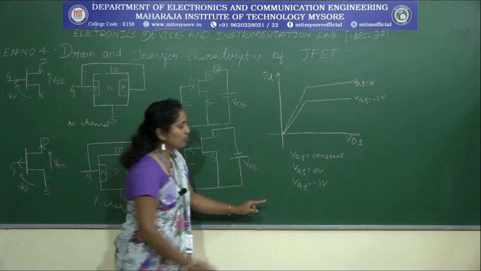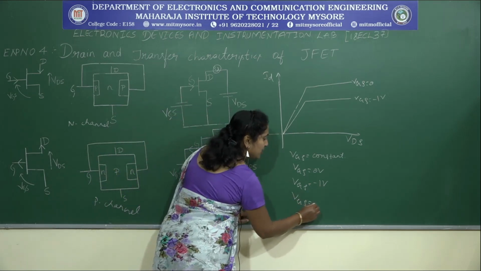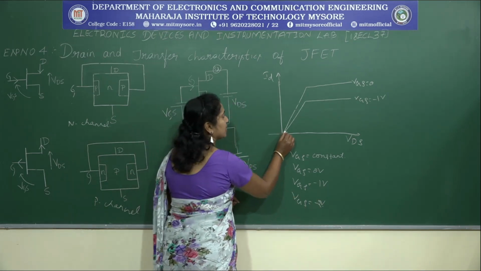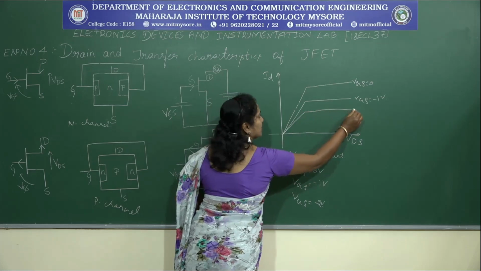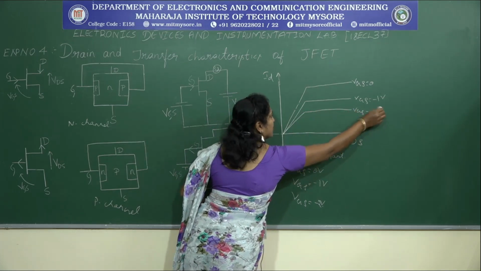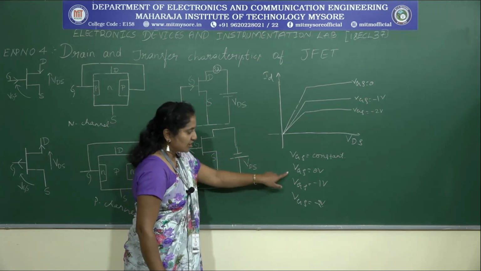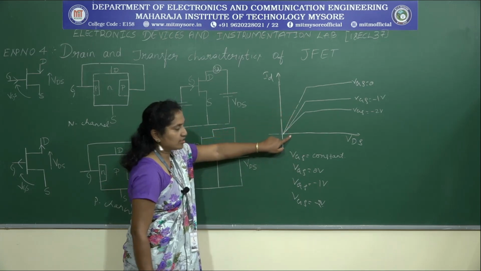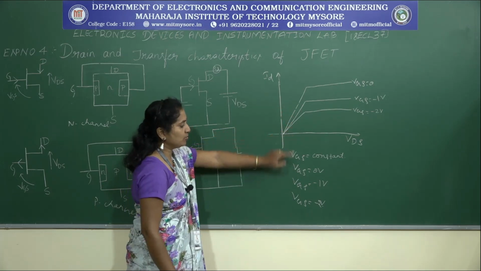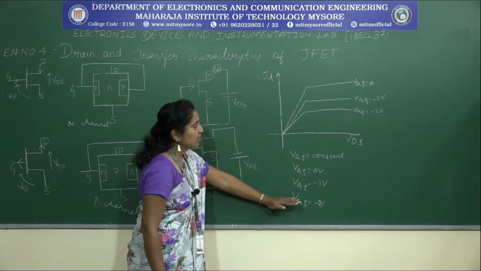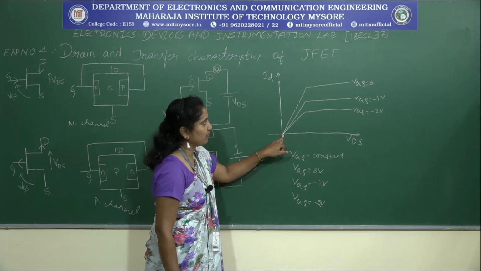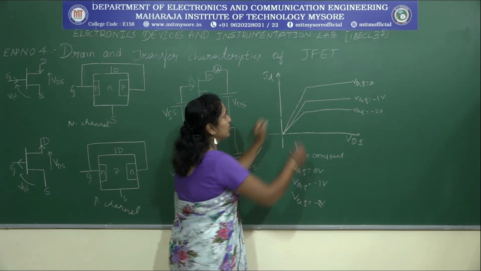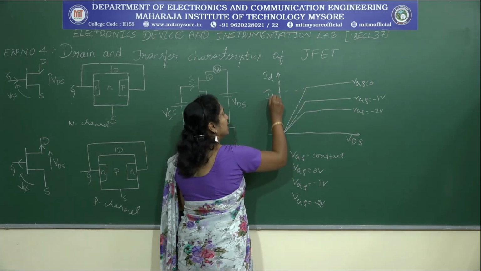Again, next, you increase the VGS in the negative direction. With VGS equal to minus 2 volts, the drain current starts decreasing further. In this way, if you increase the gate to source voltage in the negative direction, the drain current keeps decreasing. After some time, if you keep increasing, the drain current will become 0. When VGS is equal to 0, the drain current is maximum. This point we call IDSS.